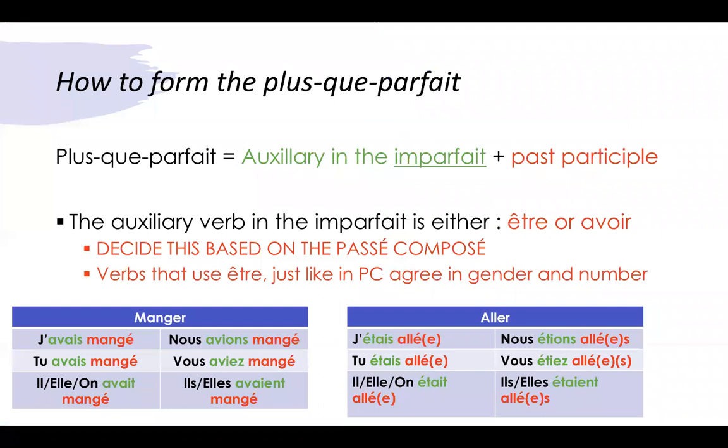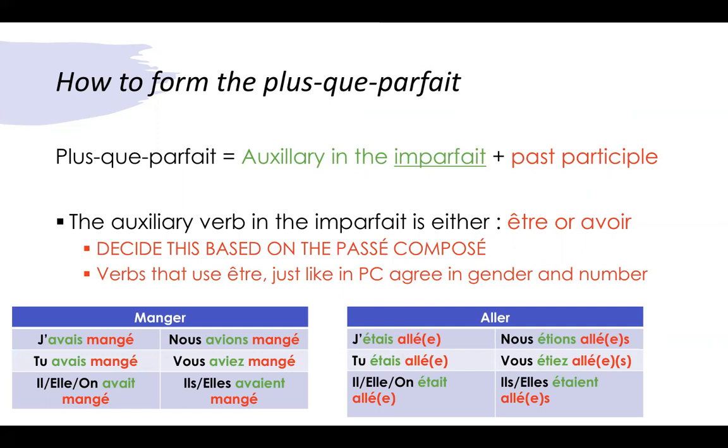So, how do we form the tense? To form it, just for a little formula, the plus que parfait equals the auxiliary in the imparfait plus a past participle. And the auxiliary verb in the imparfait is either être or avoir. And you decide this based on what the verb takes as the auxiliary in the passé composé. So we know we have our avoir verbs and our verbs that take être, which is seen in the Dr. Mrs. Vandertramp or the House of Être, and verbs that use être, just like in the passé composé, agree in gender and number. So here we can compare manger versus aller.